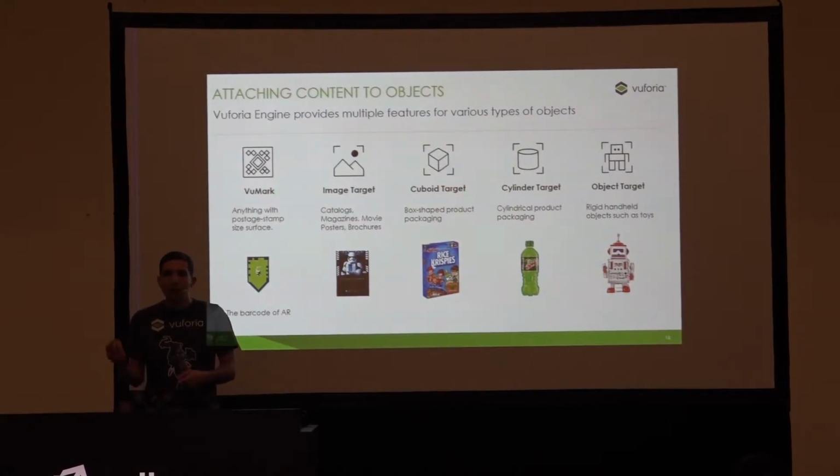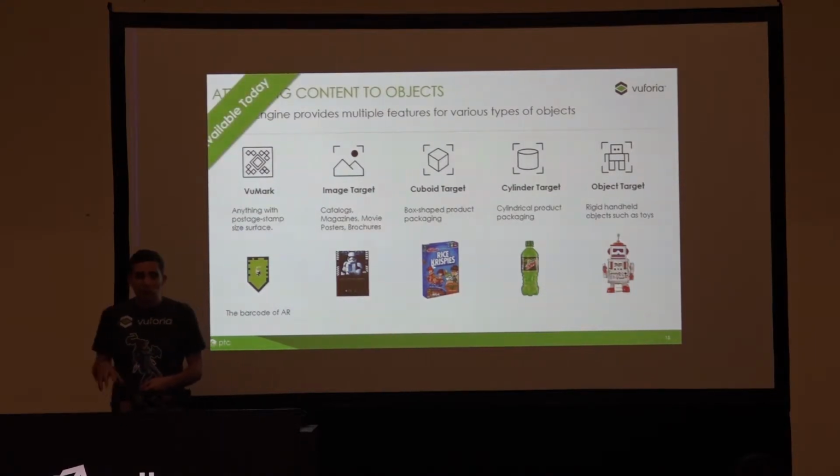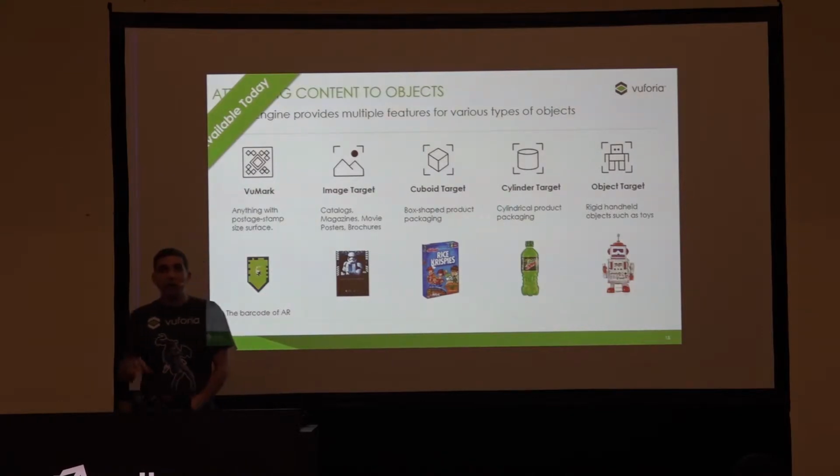And if you guys are looking to augment an object that's small, sturdy, small and rigid, a really good way to do that is with object targets. You scan the object first, and then you're able to augment it. And all of this is available today with Vuforia 6.5 and Unity 2017.2.